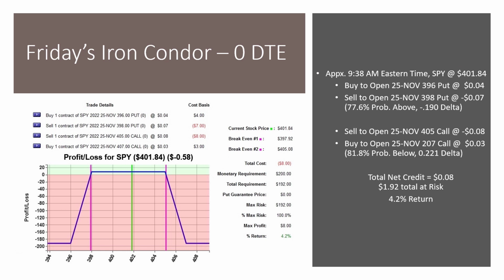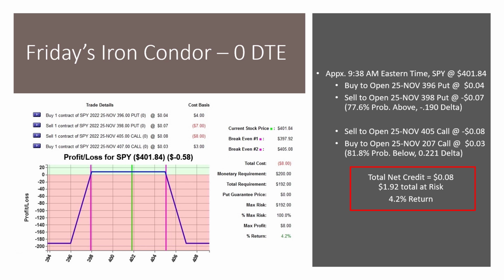At the same time, our bear call, we're going to sell to open the 25th November 405 call, about 3.16 out of the money, and we're going to get 8 cents for it. And buy the 25th of November 407 call, my apologies, for 3 cents. So we get a 3-cent net credit and a 5-cent net credit. Our 405 call had an 81.8% probability below and a delta of 0.221. Total net credit from both sides to complete the Iron Condor is 8 cents with a true risk of $192.